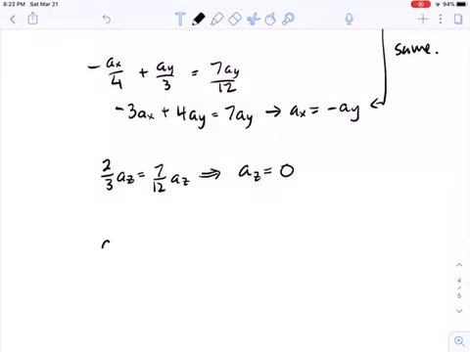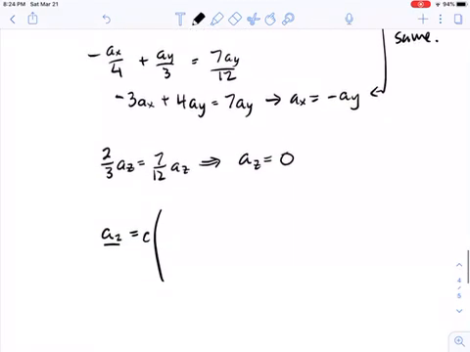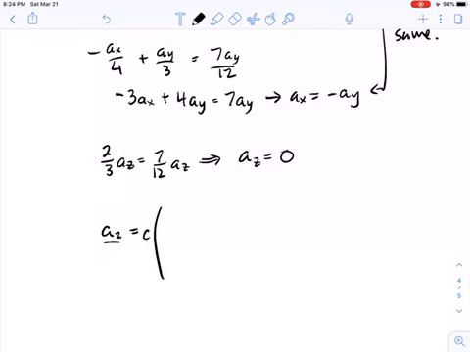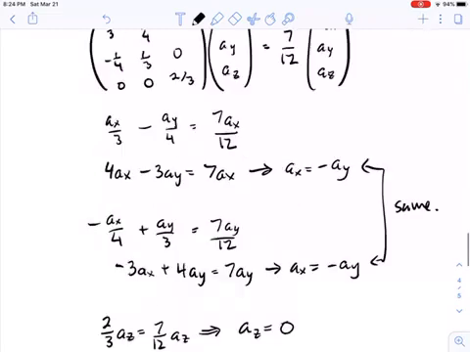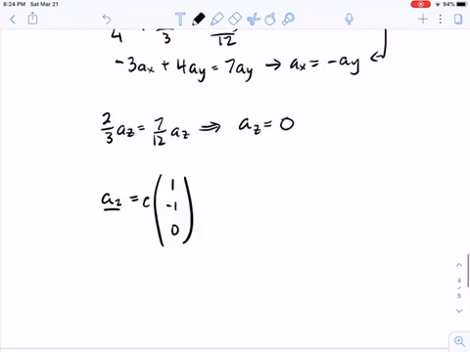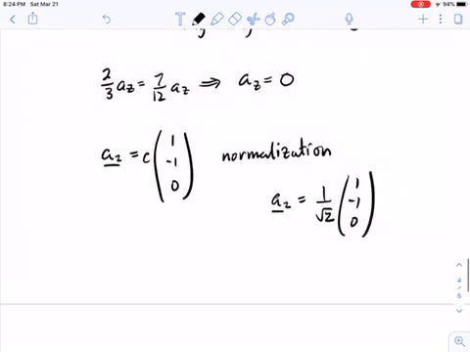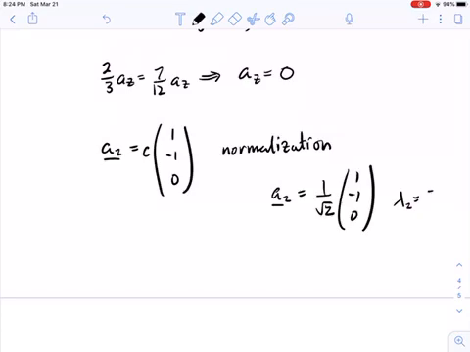Okay, so our second eigenvector then is going to be, we're free to choose a constant for, say, ax or ay. I'm going to choose it so that what we end up with is c, 1, minus 1, and 0. We have to have the first and second components be opposite sign. Normalizing. So normalization would set c to be equal to 1 over root 2. And a2 is 1 over root 2, 1, minus 1, 0. And this is when lambda 2 is equal to 7 over 12.